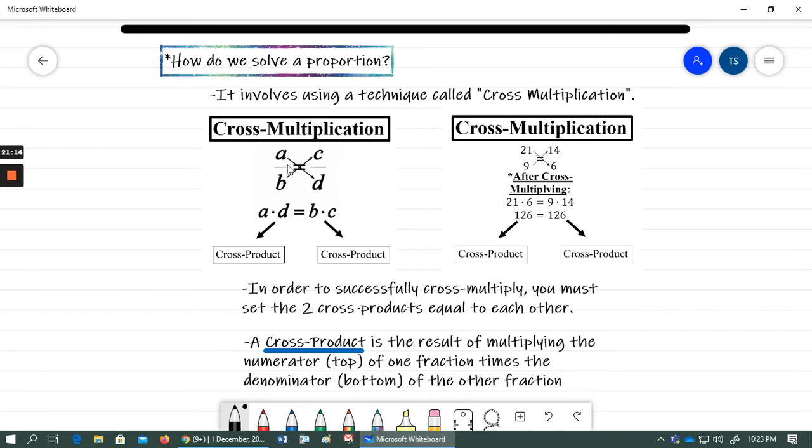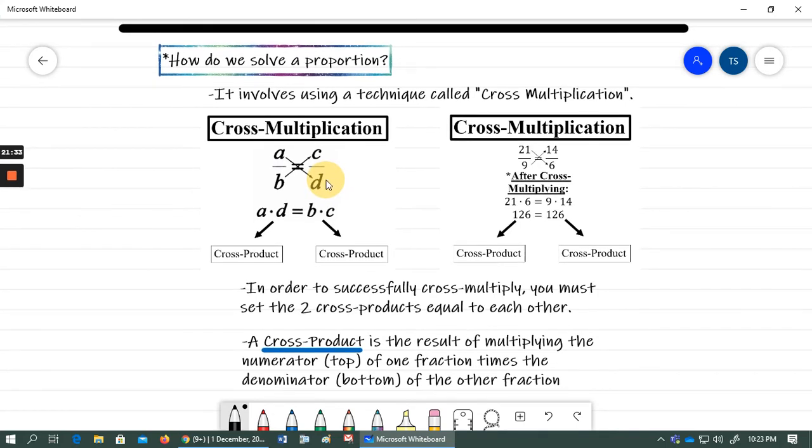So in other words, in order for you to cross multiply, you've got to take the top of one of the fractions and multiply it times the bottom of the other fraction. Where you see the arrow connecting the A and the D, that's connecting the numerator of this fraction and the denominator of that fraction, and they have to be multiplied together. A times D, that's a cross product. I hope you get what I'm saying here. So that's one cross product, A times D.